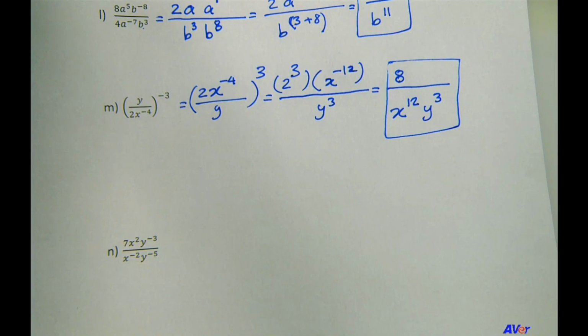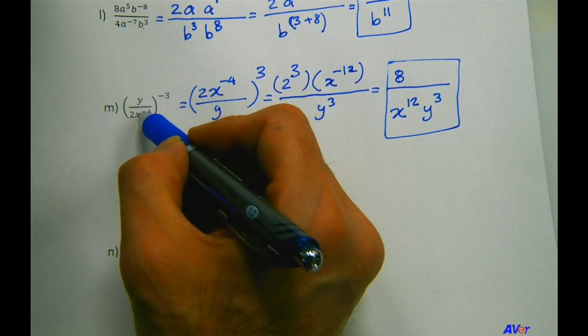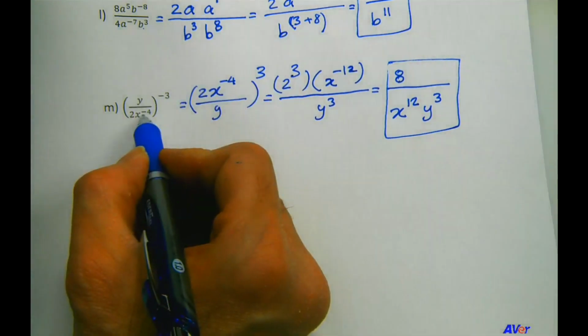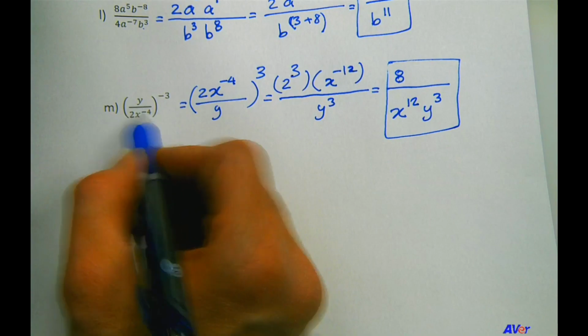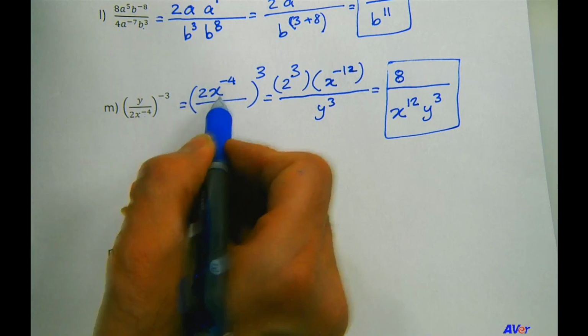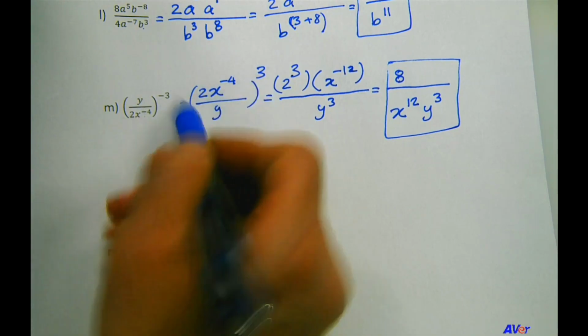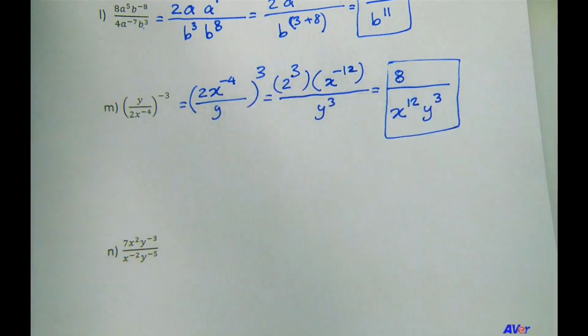So remember, please, if you have an outside power that is negative, when you flip the terms on the inside, don't change the negative to positive or positive power to negative. It doesn't work like that. Move things exactly as they are, flip them exactly as they are, just make the outside power positive. Then go from there. Then distribute and simplify, just like what I did.